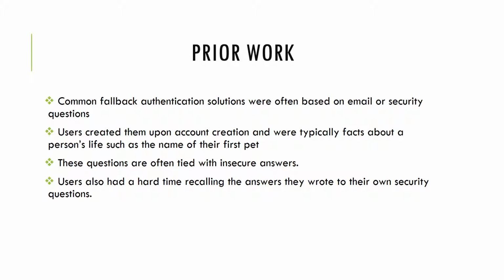Prior work. Common fallback authentication solutions were often based on email or security questions. Users would create these questions upon making their account. The questions would typically relate to facts about a person's life, such as the name of their first pet. For example, let's say I make an email account. A question I might have chosen would be, who is my favorite person?